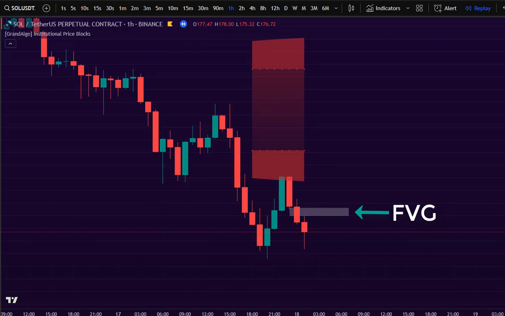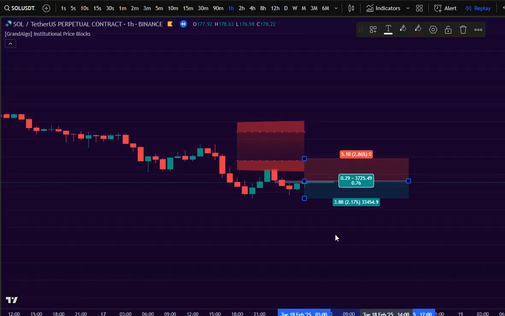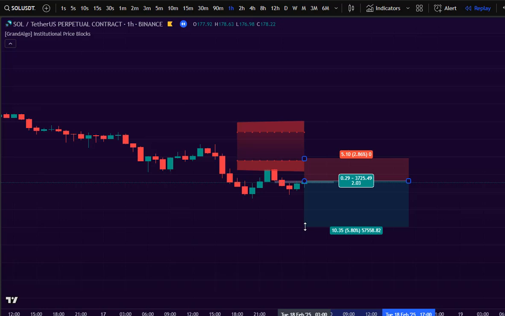In this example of a bearish institutional price block, we are taking a trade based on the fair value gap. Place your short entry at the FVG as price fills the imbalance and rejects. Set your stop loss at the institutional price block to protect against invalidation.